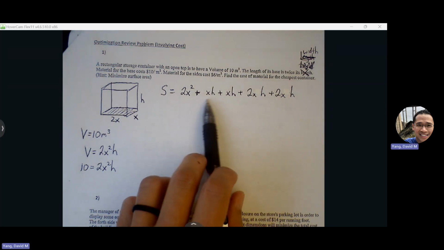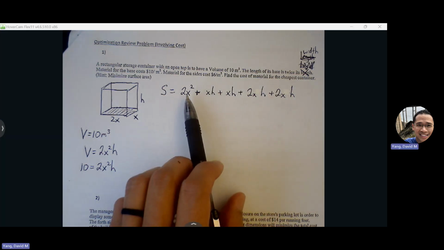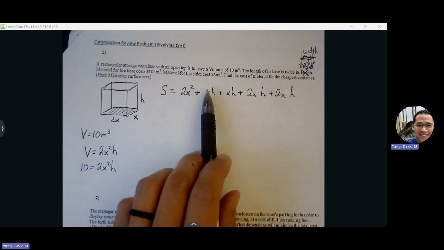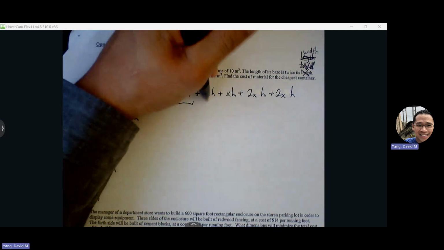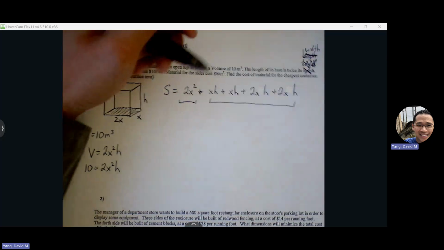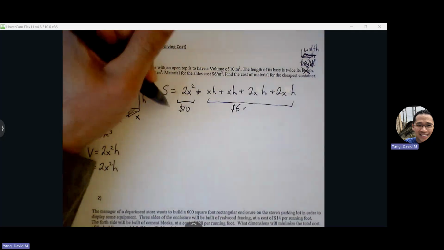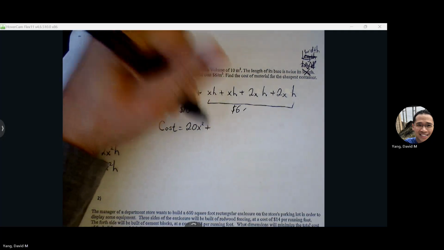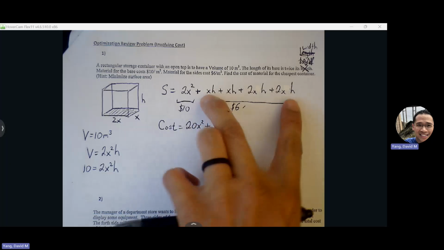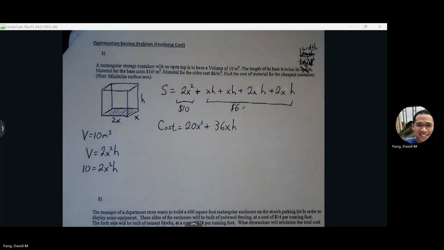Okay. Are we comfortable with creating our surface area formula on our own? 5 surfaces are accounted for. I got the base, and I have my 4 vertical sides. Okay. And then you're going to multiply in your cost. The base is going to be the most expensive, and the sides will be a little cheaper. So now I can update this to call this the cost equation. So this adds up to 6xh times 6, 36xh.